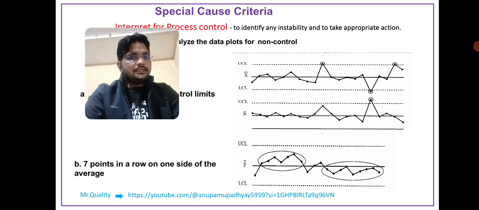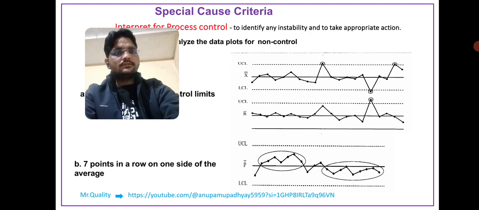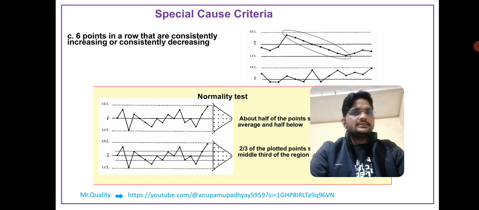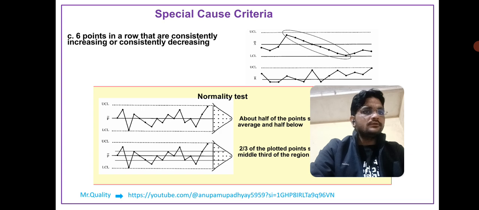7 points in a row on one side of the average, meaning the average or center line. This is an example. Another example is 6 points in a row that are constantly increasing or decreasing. The first example is constantly decreasing and the second example is increasing.